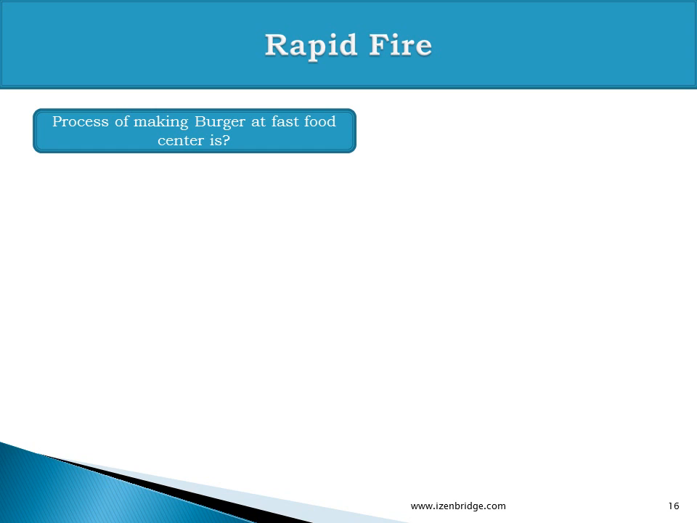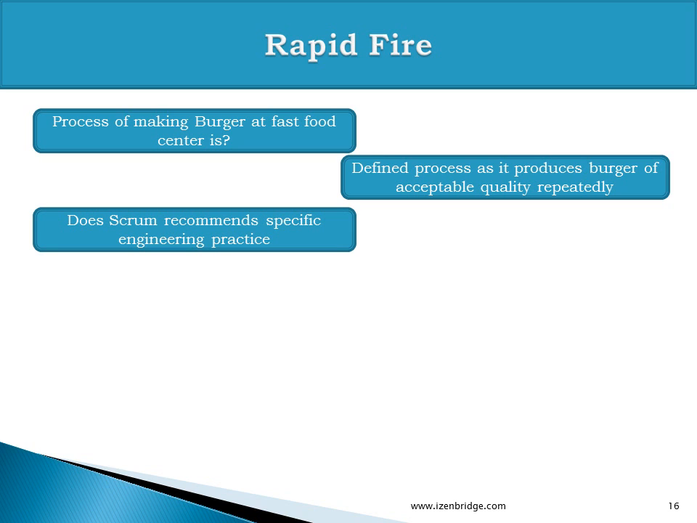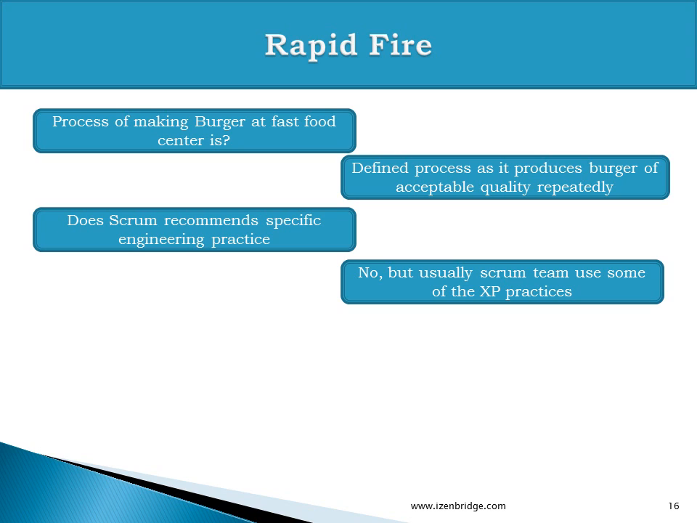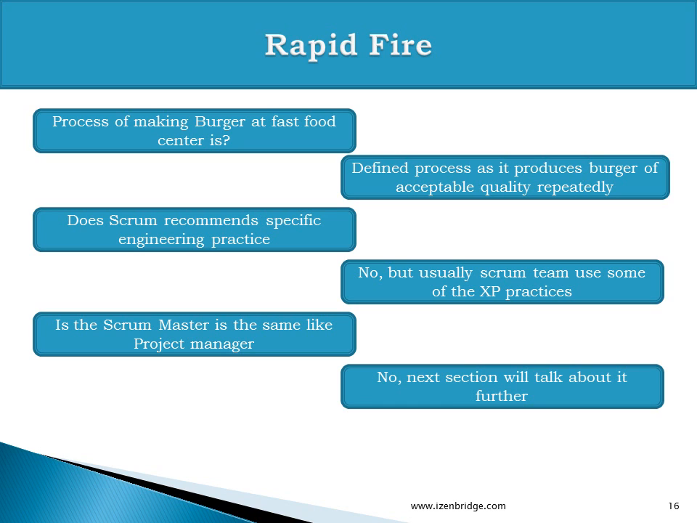The process of making a burger at a fast food center or a restaurant is a defined process, as it produces a burger of acceptable quality repeatedly. Does Scrum recommend specific engineering practices? No, but usually Scrum teams use some of the XP practices. Is a Scrum Master the same as a project manager? We have not spoken about it, but this is a frequently asked question in all the trainings. It is not. In the next section we will talk about the Scrum roles, and we will emphasize further the difference between a Scrum Master and a project manager.